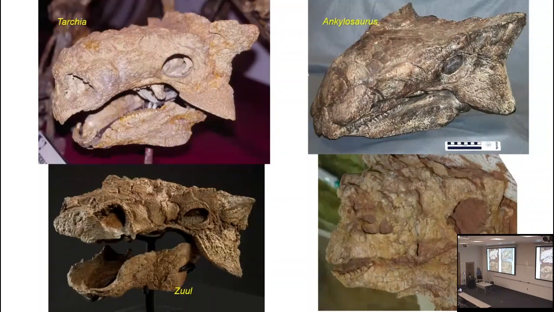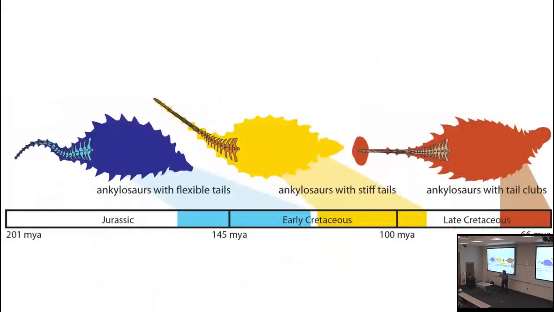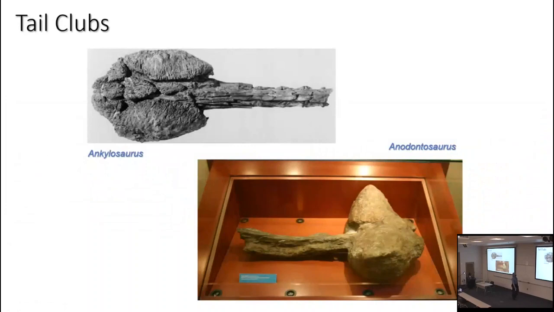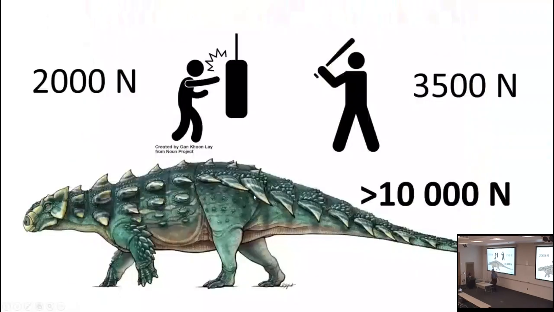So here we see different forms and different patterns of skull armor in different genera, and probably different species within each genus. And just to wrap this up, the club tails: primitive ankylosaurs, flexible tails; Ankylosauridae, stiffened tail; Ankylosaurinae, club tail. And here are examples of tail clubs, heavy osteoderms fused to the stiffened rod. Quite large. Here's my friend and colleague Victoria Arbor, queen of the ankylosaurs, next to the tail of a creature she helped co-name, Zuul. What's it for? It's for smacking. Evidence of forces of 10 kilonewtons or more. And you can see that's compared to punching or whacking with a baseball bat.